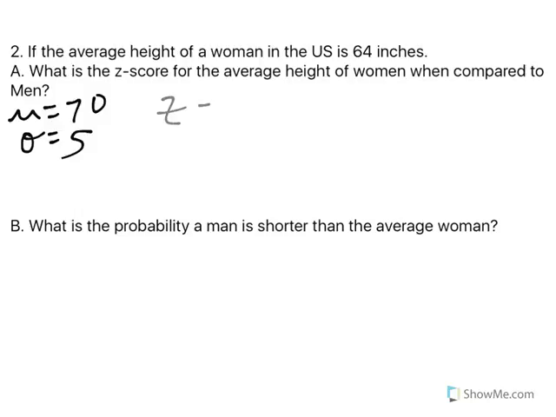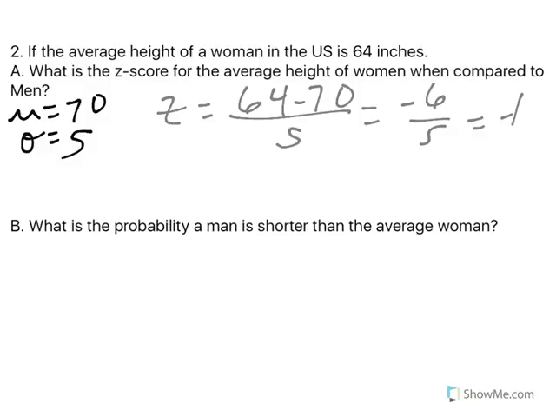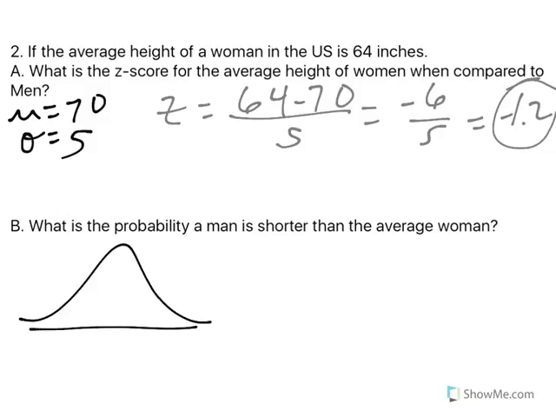Well, z-score: value minus the mean over the standard deviation. Negative 6 over 5 is negative 1.2. There's your z-score. So in part B, we know that 0 is in the middle. Negative 1.2 would fall to the left.